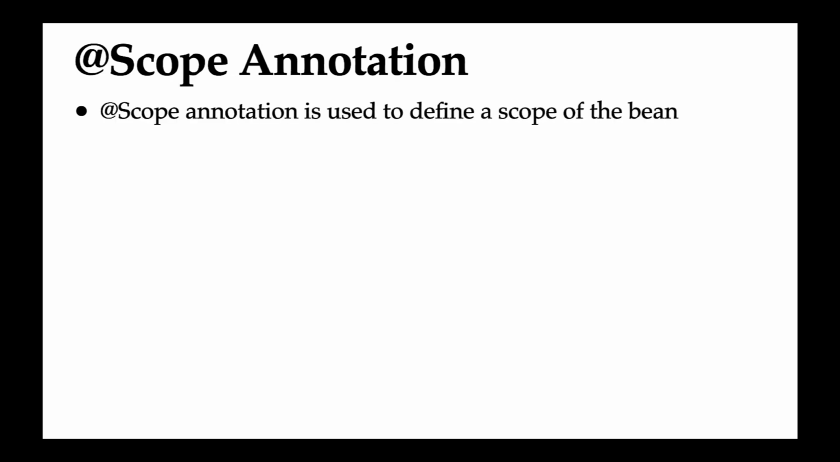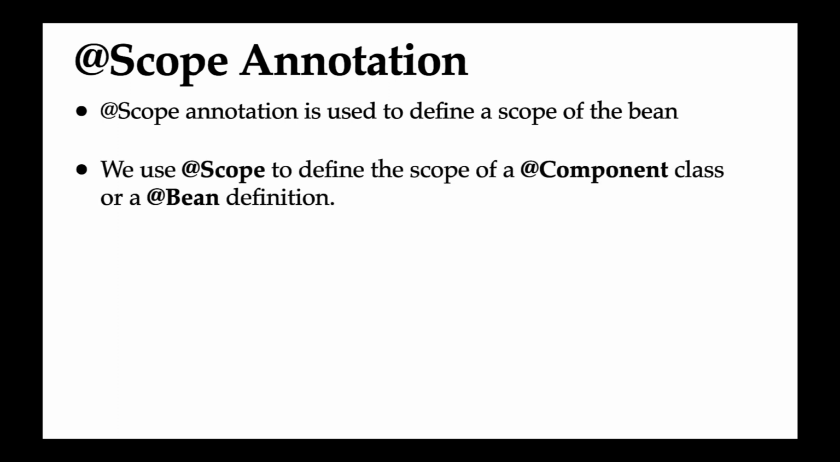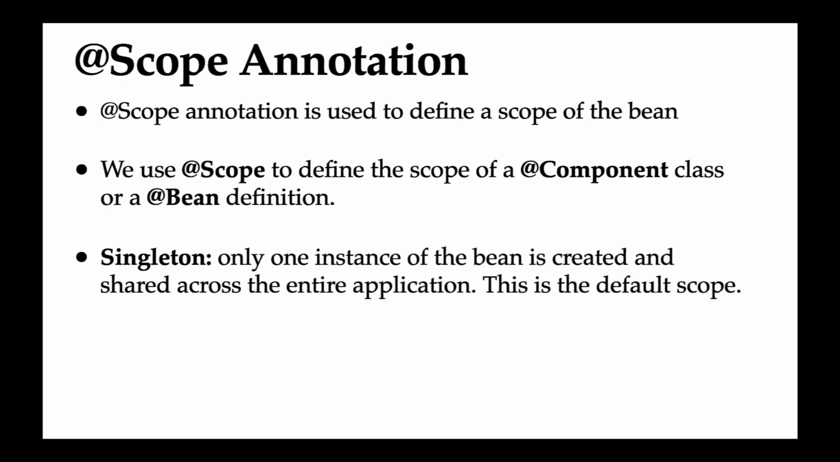Well, @Scope annotation is used to define the scope of the Spring bean. We use @Scope annotation to define the scope of the bean that is created using @Component annotation or @Bean annotation. Well, we are going to use @Scope annotation to define singleton scope. Here, singleton scope means only one instance of the bean is created and shared across the entire application, and this singleton scope is basically the default scope. Alright, so in case of singleton scope, Spring IoC container will create only one instance of that particular bean, and that instance will be shared across the entire application.